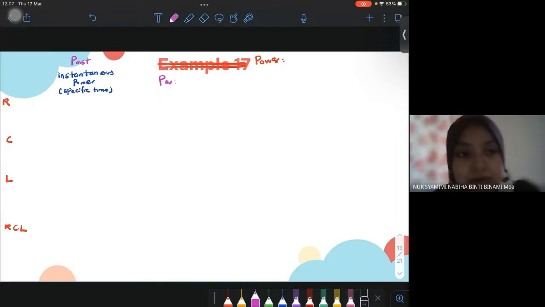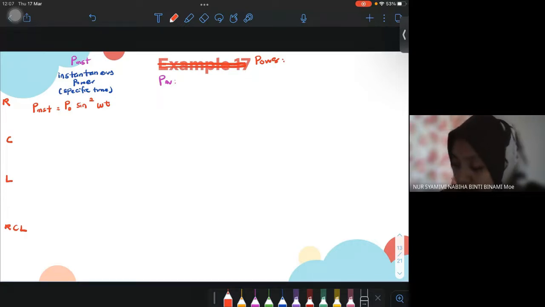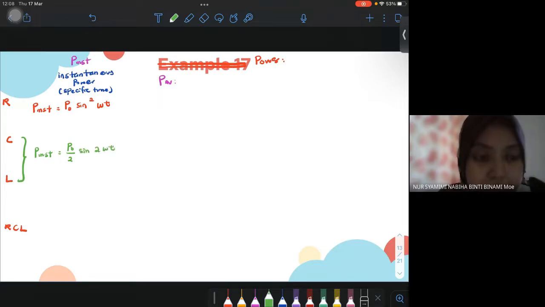So for a pure R circuit, our instantaneous power is the product of I naught sin omega T and V naught sin omega T. We will get P instantaneous equals P naught sin squared omega T. Okay, this is for a pure resistor. But for a pure capacitor and pure inductor, we get the same equation for instantaneous power because it is sin omega T multiplied by cos omega T. So P instantaneous equals P naught over 2 sin 2 omega T.